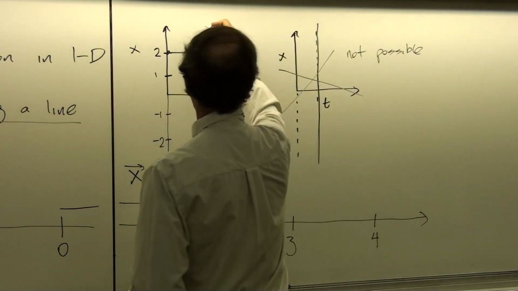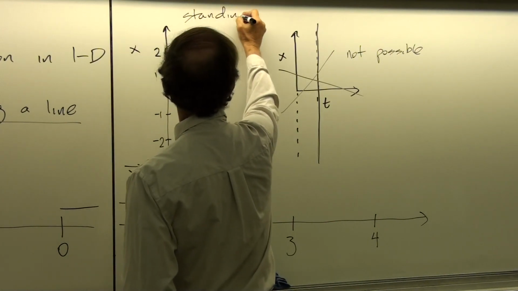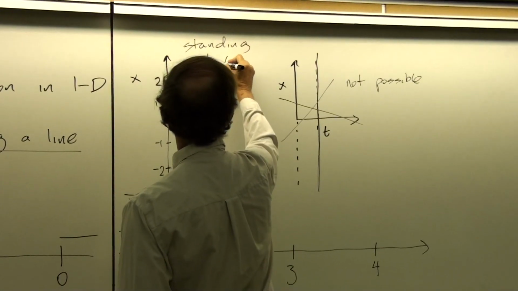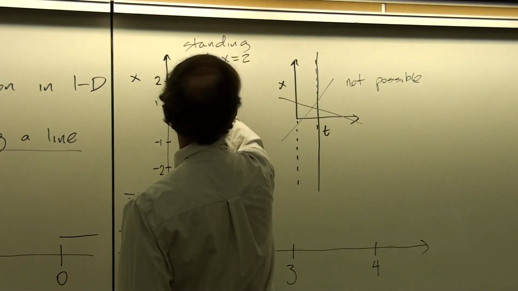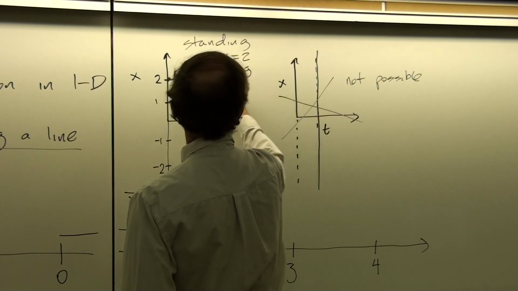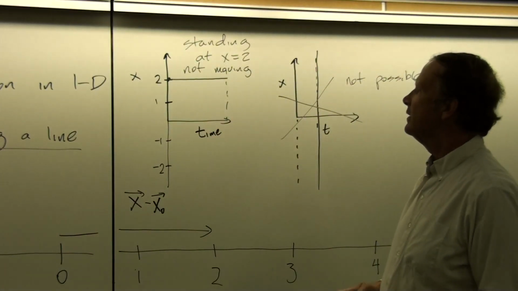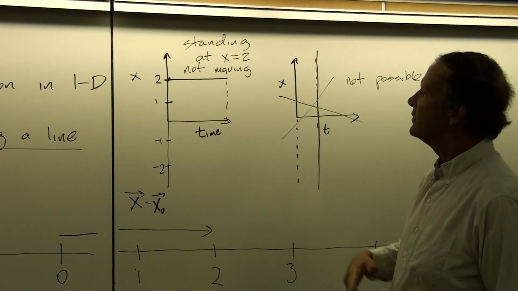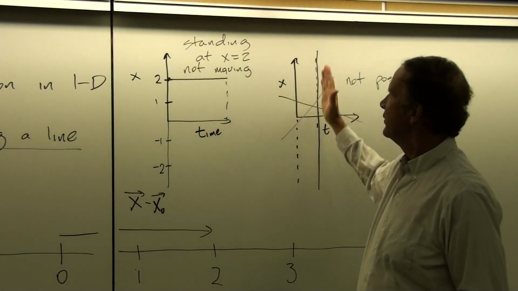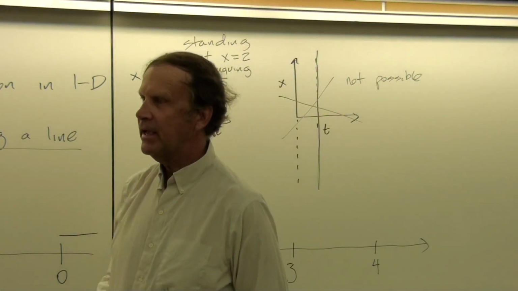This is just standing at x equals 2 for a certain length of time and not moving. So we can then somehow get a feeling for the fact that the slope of this curve seems to be related to how fast we're moving. And in fact, that is the case.